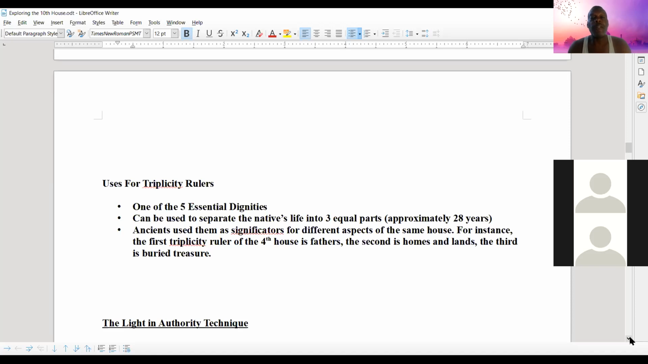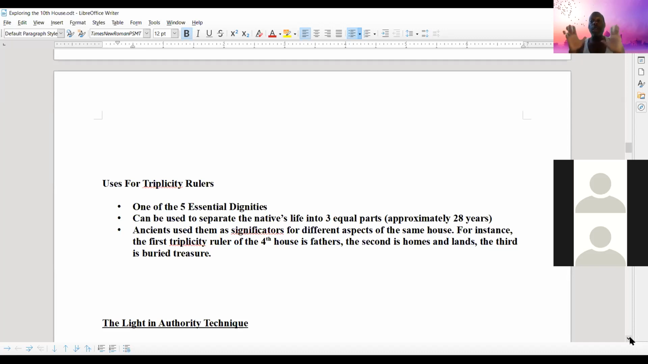But as you can see, the example that I gave is the first triplicity of the ruler of the 4th house represents fathers. The second represents homes and lands. And the third represents buried treasure. So what I want you to look at right now is your chart. I want you to look at the cusp of the 4th house, and write in the chat what triplicity it belongs to, so what element we're dealing with.